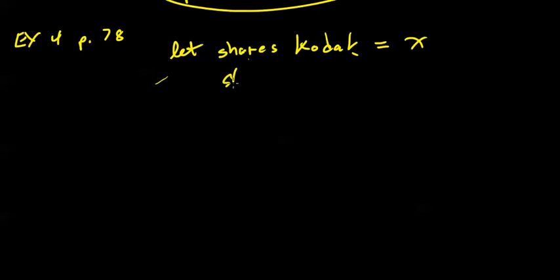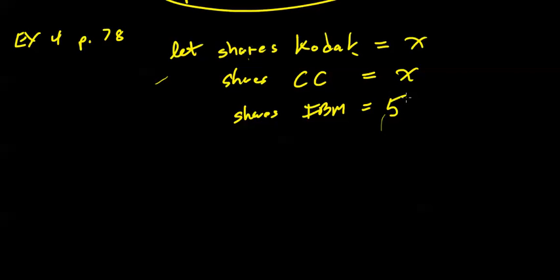The shares of Coca-Cola, which I'll abbreviate as CC, are the same as the number of shares of Kodak, so I'm going to let that be x also. Now, the problem does tell us the shares of IBM are 5 times the number of shares of Kodak. So I'm going to let that be 5x. The best we can do at this point is not give particular values, but tell you how many there are in terms of shares of Kodak.